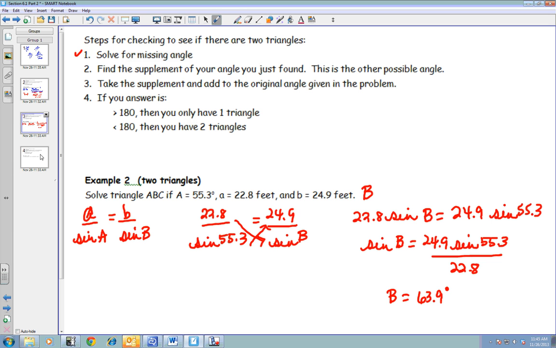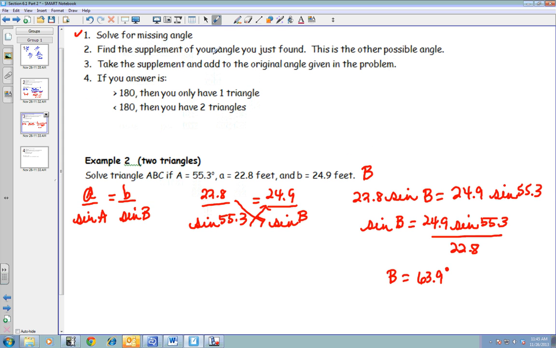We solved for the missing angle. Then it says, find the supplement of the angle you just found. This is my other possible angle, to see if I have two triangles or not. I know I have at least one triangle because this worked. Remember, supplements add up to 180. So 180 minus 63.9 is 116.1. So we found the supplement.